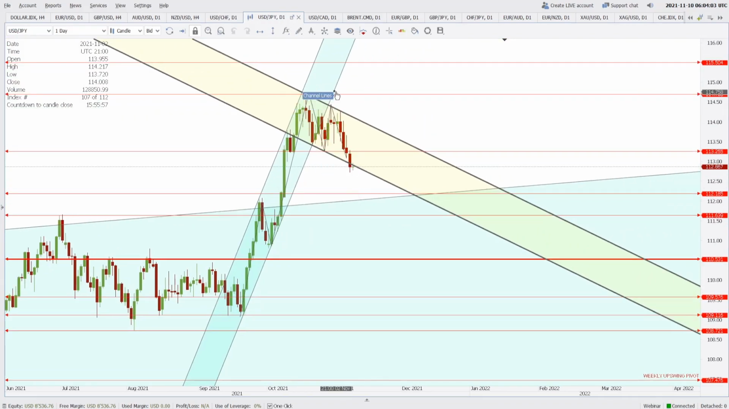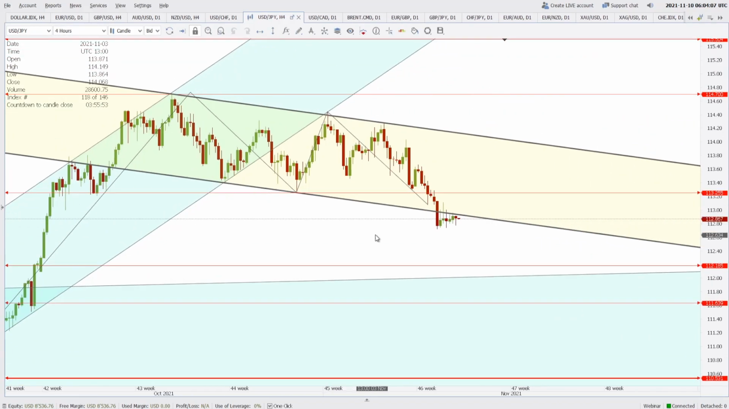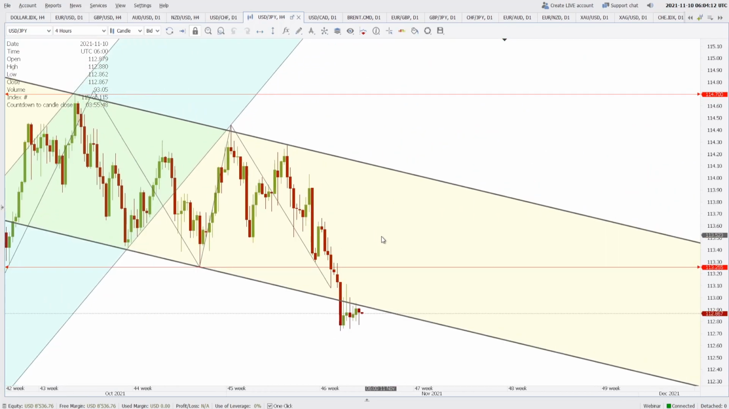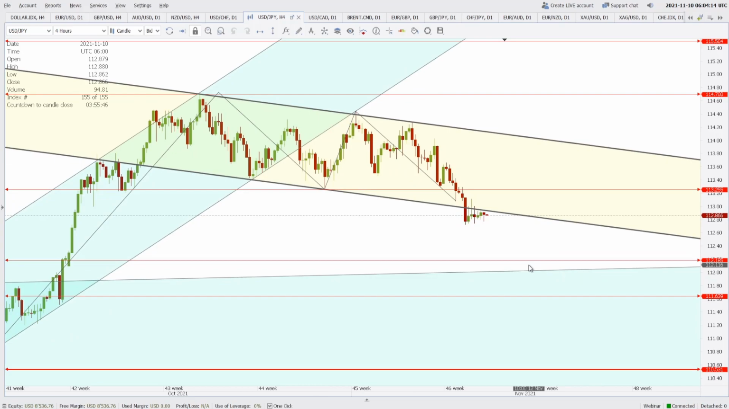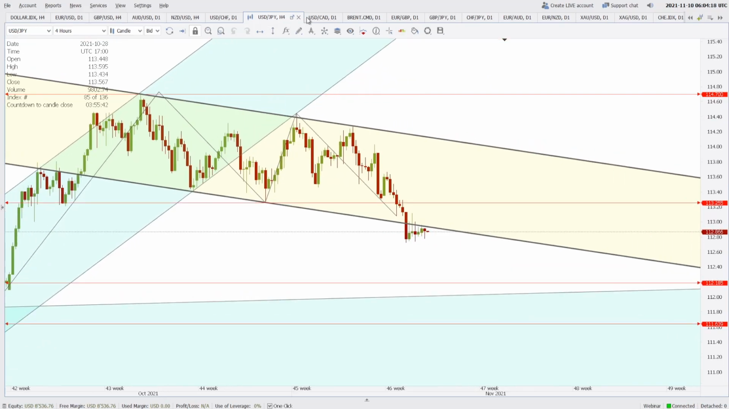USDJPY price is moving in a channel, but the channel seems to be breaking to the lower side. And now the broken support is trying to act as a resistance. So now 112.18 is the support and 113.25 is the resistance for the price here.